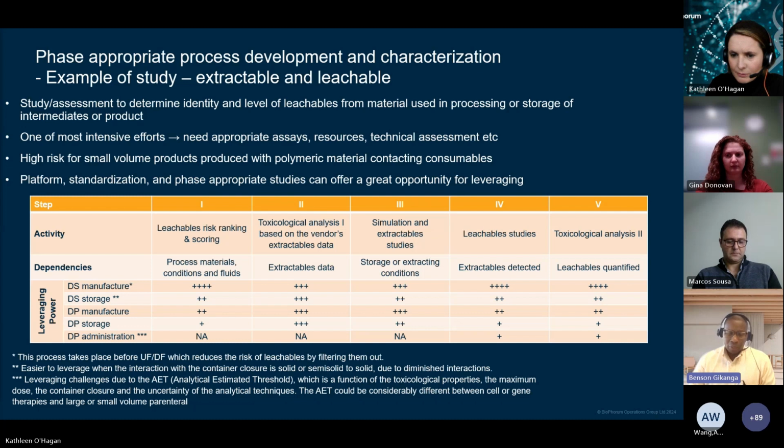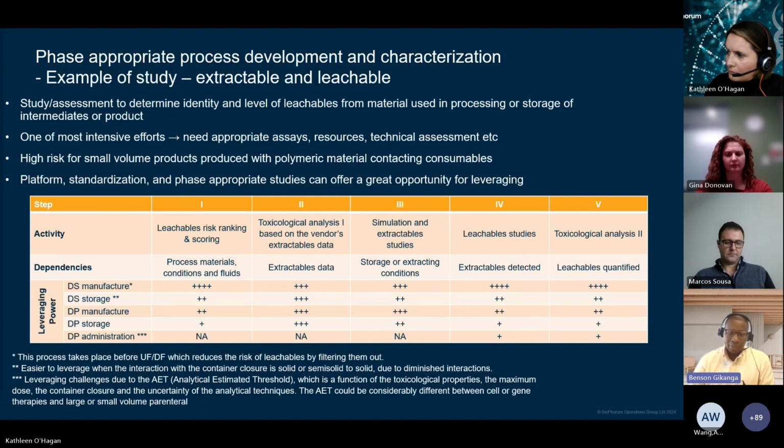But in addition to that, we have to look at extractables data, let's say that is coming from the vendor of the single-use system. And we look at the extractables data, and that will inform us of what we need to do. So from a platforming point of view, you can get from one molecule to another molecule, and as long as you can show that there are similarities in terms of how the solution behaves, you can use that as a platform approach.